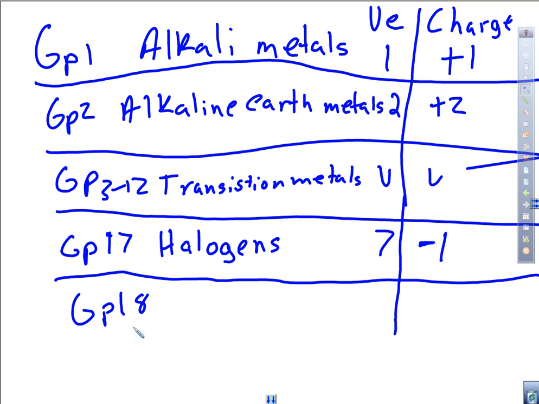Group 18. Exactly. What are they called? Noble gases. Yep. Now, there are 6 of them. Technically, there's a 7th that falls in line, but they don't put that on there yet. All right, how many valence electrons does it have? 8. In general, they have 8. What's their charge? 0.